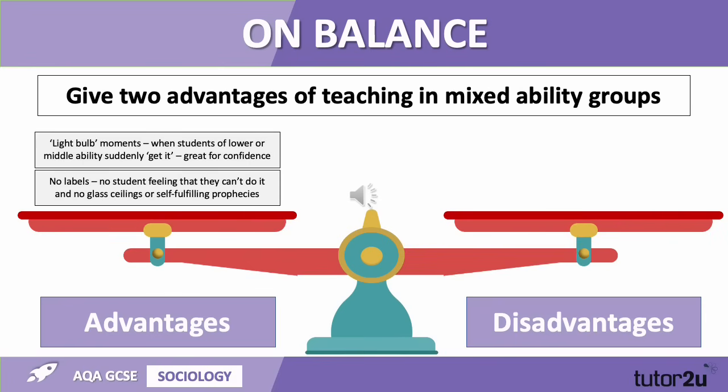Okay, so let's have a look. Some of the good things about mixed ability groupings are that there are no labels given to students. So there's no student feeling that they can't do it, there's no glass ceiling, and there's no self-fulfilling prophecy. So a glass ceiling is when you can see the top, but you can't get there because of where you have been placed. There are also light bulb moments when students of lower or middle ability suddenly get it, which is really good for their confidence, and they tend to happen much more in those mixed ability groupings.